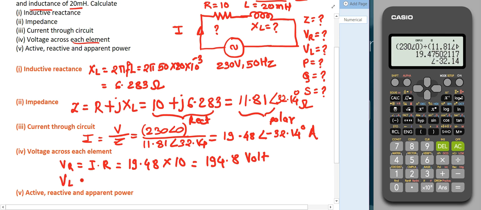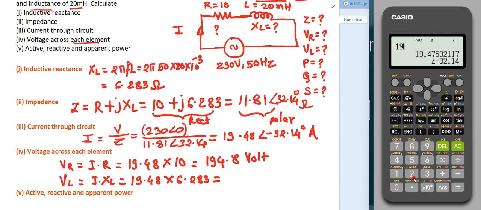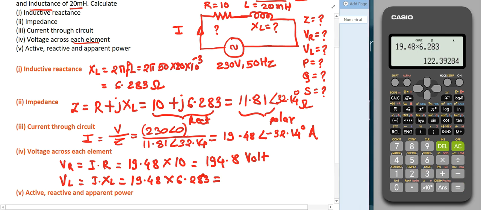Next, I want to calculate the value of VL. VL is equal to I into XL. So current is 19.48 into the inductive reactance, which is 6.283. Press the button of equal to. I'm getting this voltage, 122.39 volt. So likewise, you can calculate the voltage across each element.